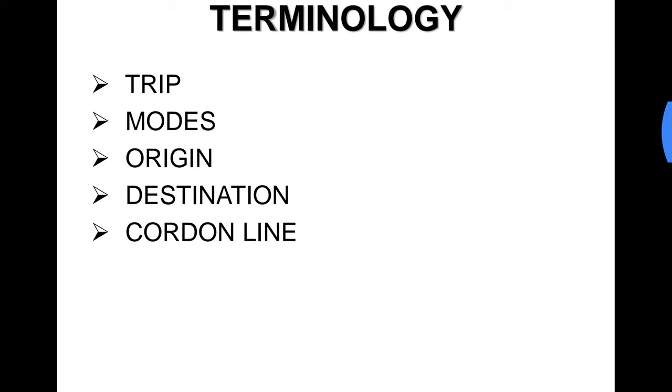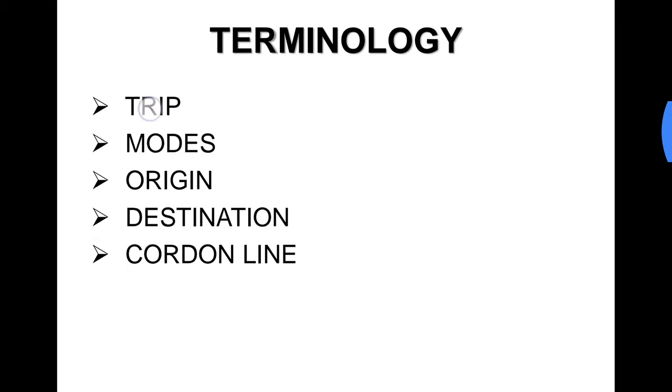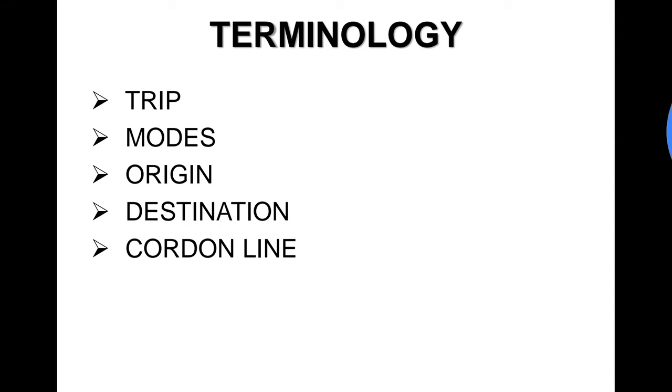So first is trip. We need to know what trip means. A trip is a forward and a return journey of a person. Suppose a person wants to travel from point A to point B, and then he comes back from point B to point A. Then his journey from point A to point B and again from point B to point A is known as one trip.